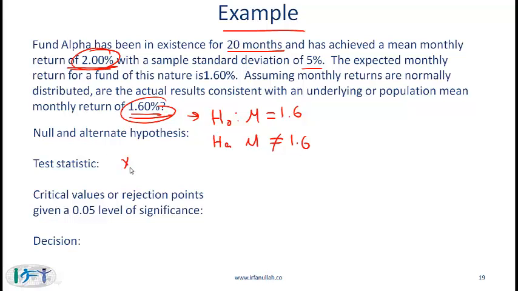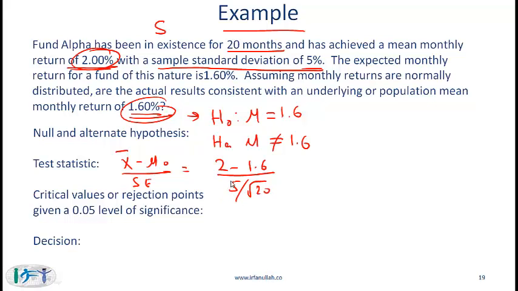The test statistic is x bar minus the hypothesized value divided by the standard error, which in our case is 2 minus 1.6 divided by sigma over root n. Sigma is given right here, the standard deviation of 5. Actually, this is not sigma now, this is the sample standard deviation, so denoted by S. So this would be 5 divided by the root of 20.